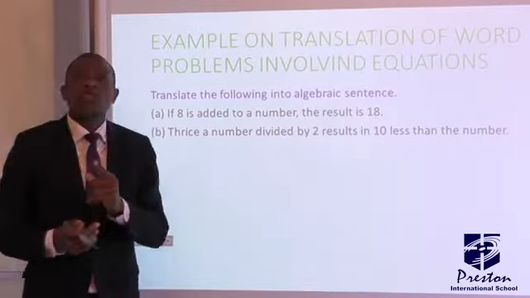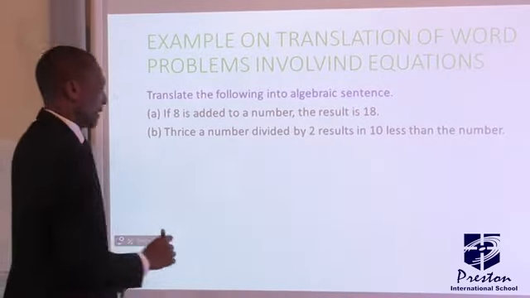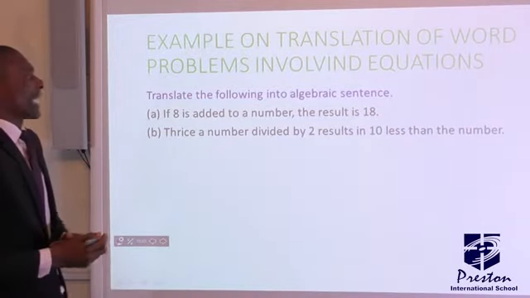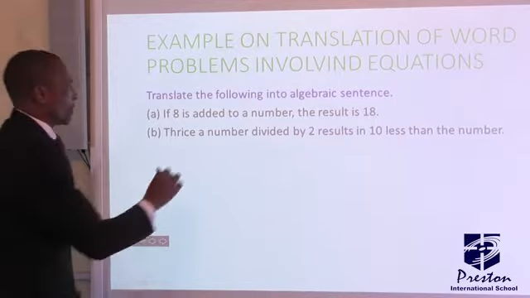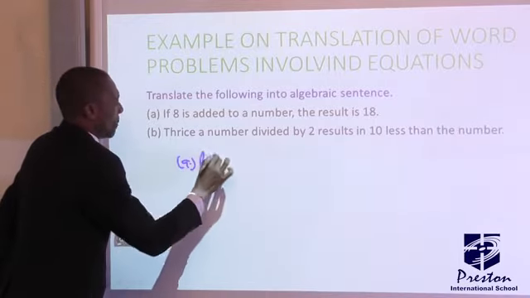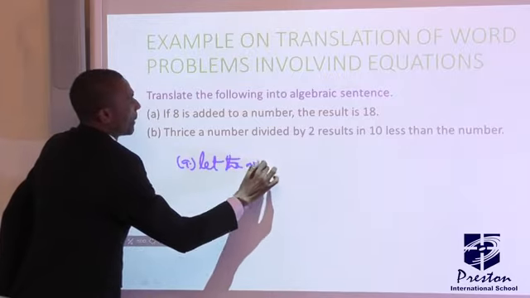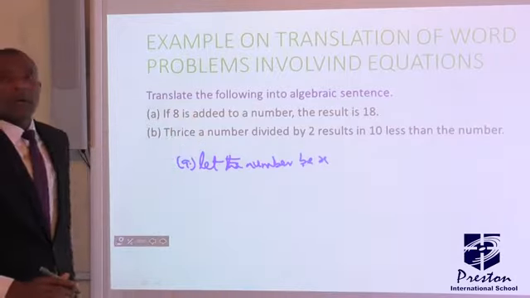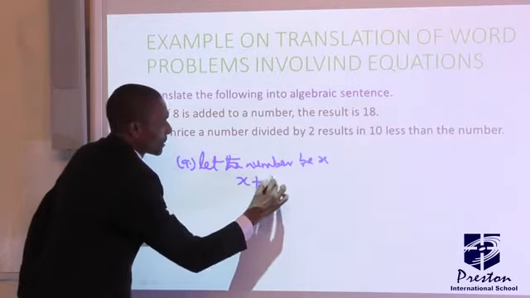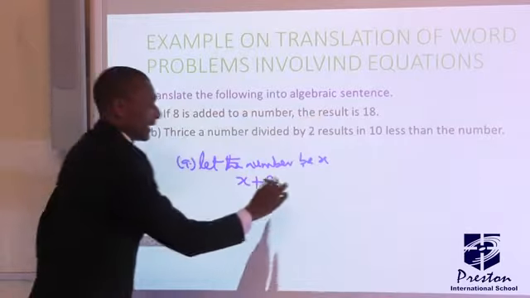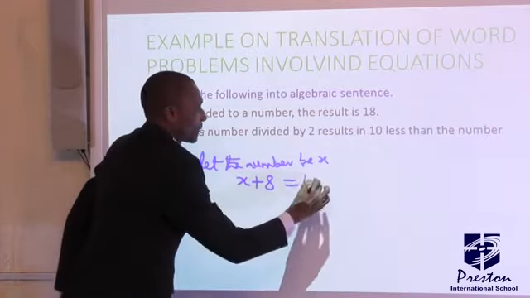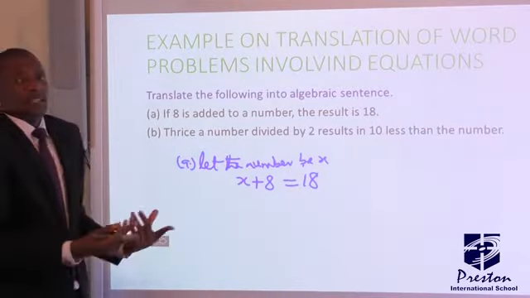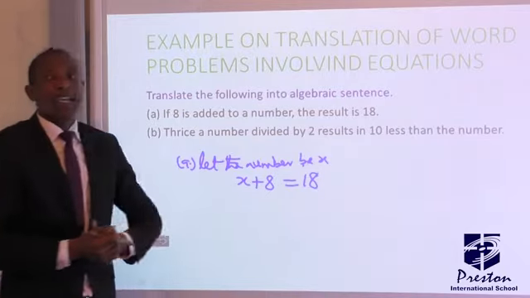The question says, translate the following into algebraic sentences. The first one says, if 8 is added to a number. We don't know the number, so I will say let the number be x. If 8 is added to x, that means x plus 8. The result simply means equal to 18. The question now is find x, but they're not asking us to solve, just translate. Ability to translate will make the work easier for you to solve.